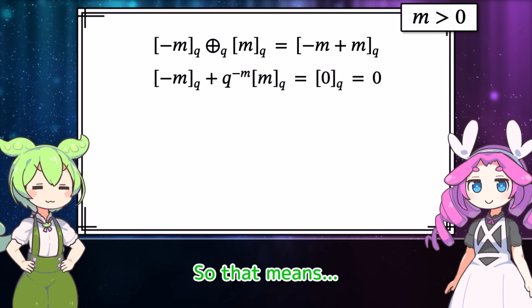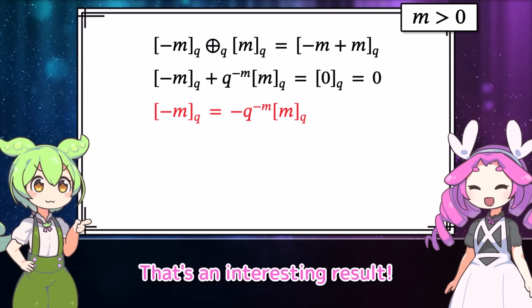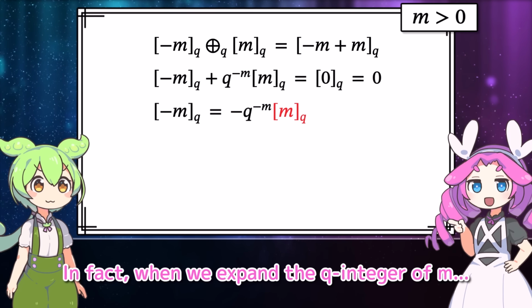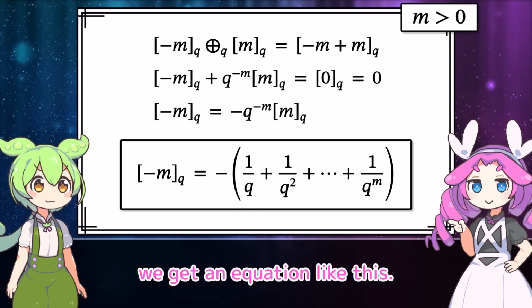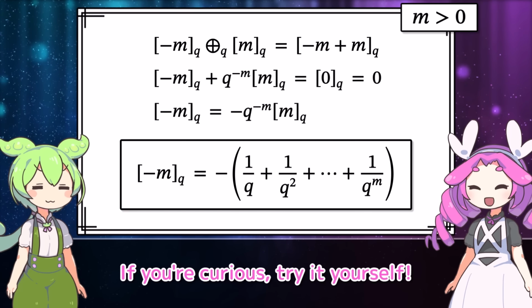We already confirmed earlier that it equals 0. So that means the q integer of minus m can be expressed in terms of the q integer of m like this. That's an interesting result. In fact, when we expand the q integer of m, we get an equation like this. That's the one we saw earlier. Of course, you can also calculate this directly from the definition of q integers. If you're curious, try it yourself.